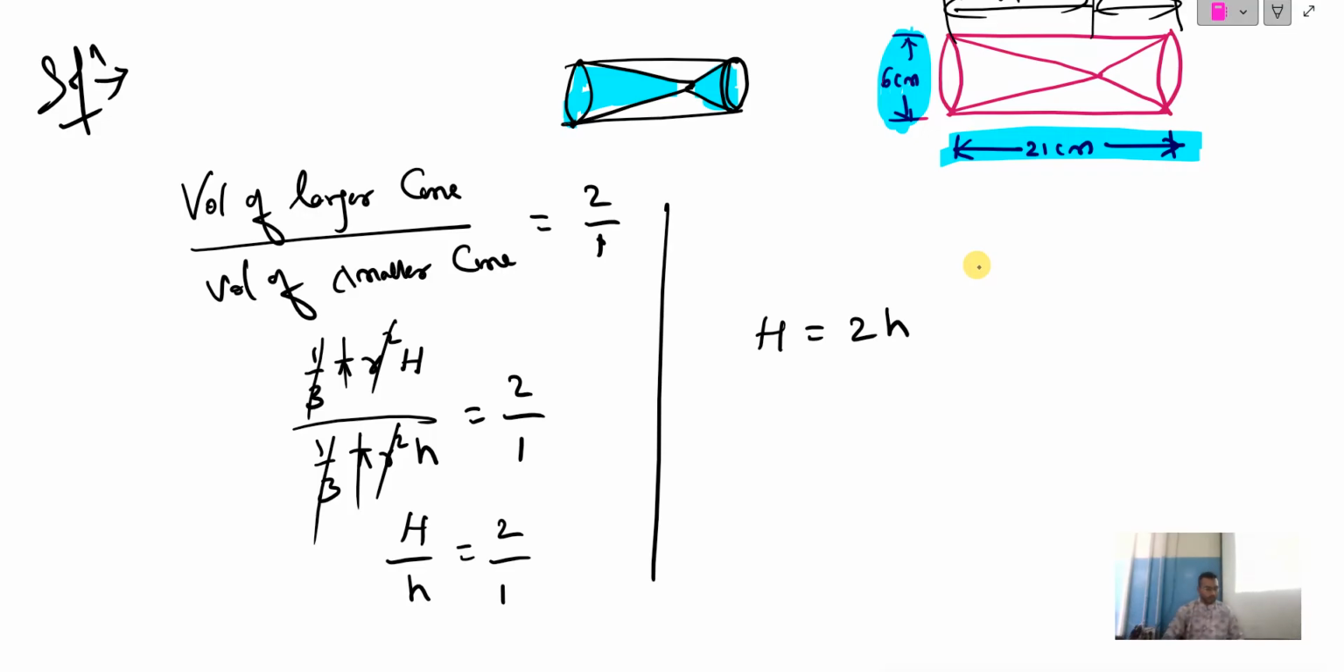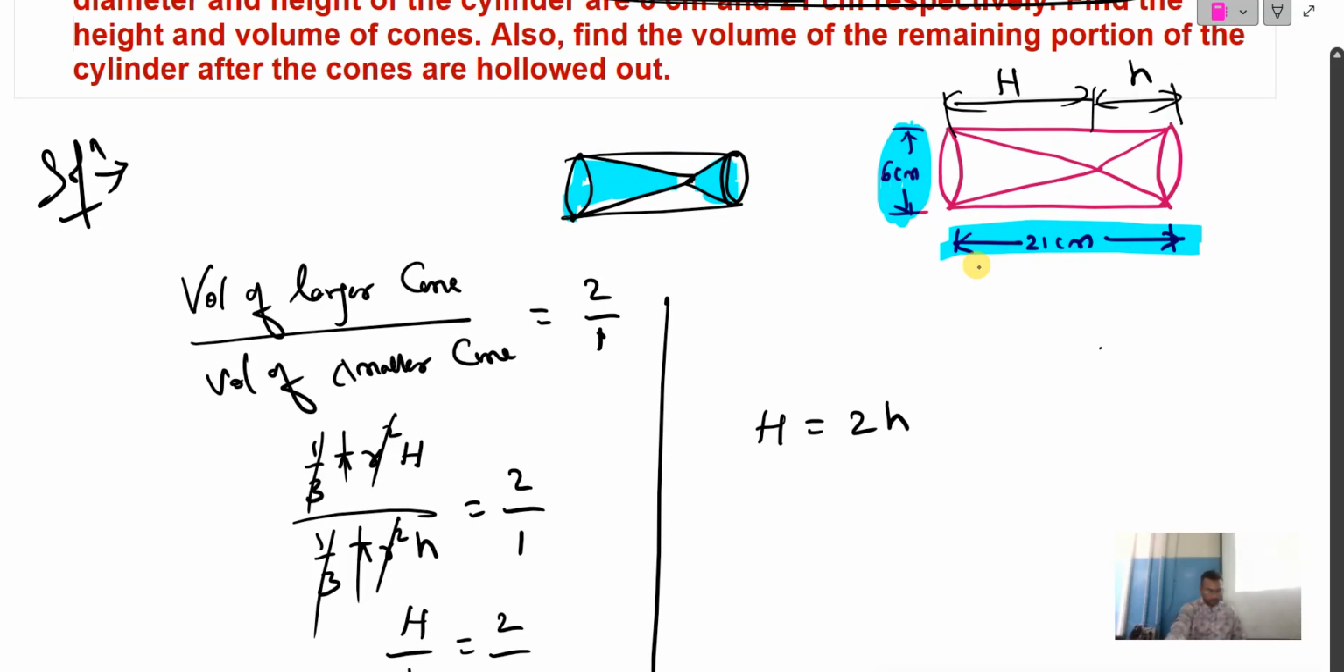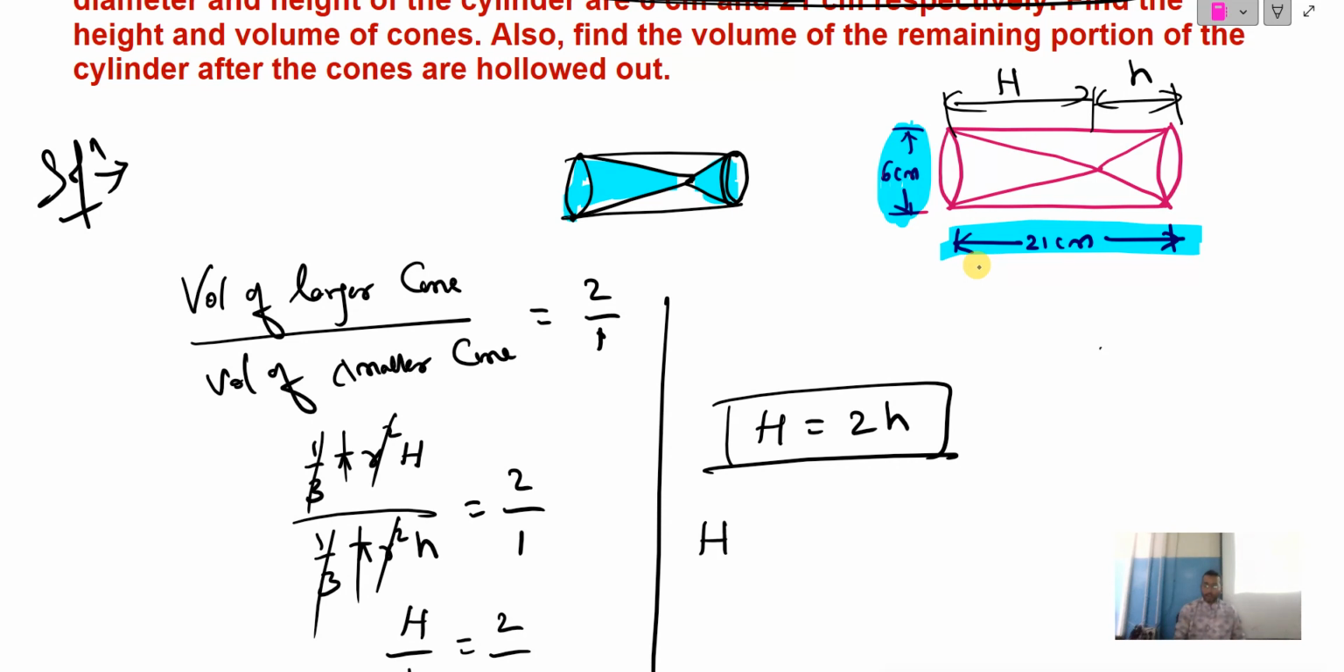2h plus small h is equal to 21. So 2h plus 1h, 3h is equal to 21. h is equal to 21 by 3, 3 sevens are 21. The value of h is 7 centimeters. Now we got the small h value, now we can get capital H. Capital H is 2h, so 2 into 7, 2 sevens are 14 centimeters. That is the reason they gave the hint 2 is to 1. By using the 2 is to 1 ratio, we have found the heights of both the sides.